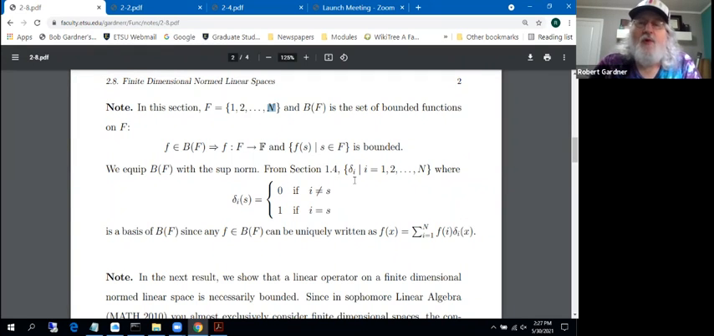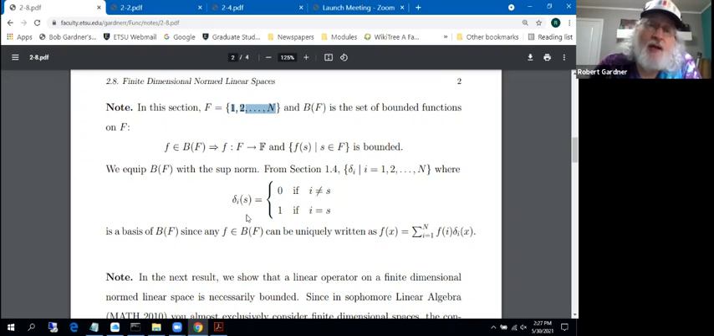From section 1.4, we had introduced these delta sub i functions. Here we're defining delta sub i for i between 1 and capital N as delta sub i of s equals 0 if i is not equal to s, and equals 1 if i equals s, sort of like a characteristic function. So delta sub 1 is defined on all these values, 1 through capital N. Delta sub 1 of 1 is 1. Delta sub 1 of 2 and delta sub 1 of 3 and so forth is 0.